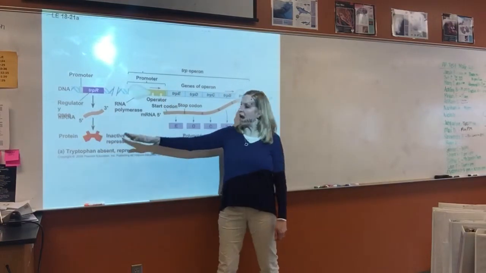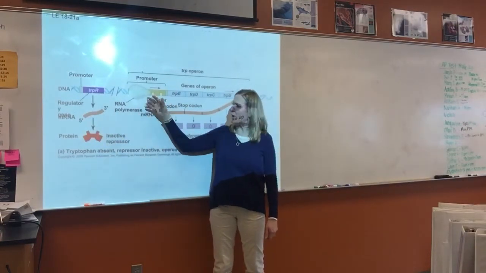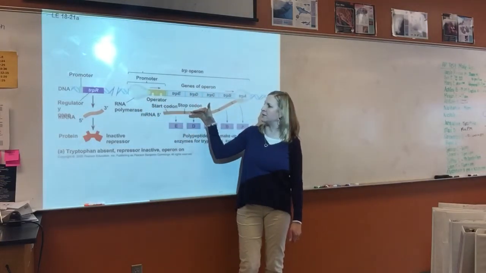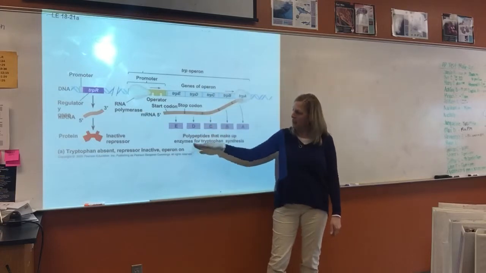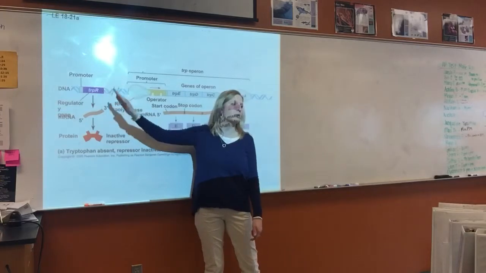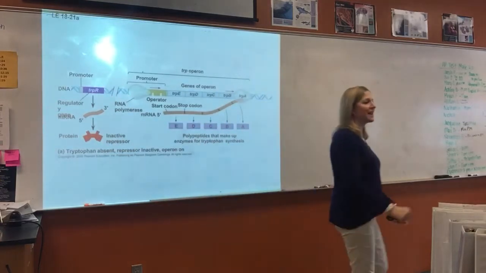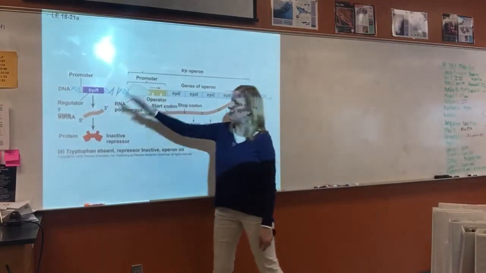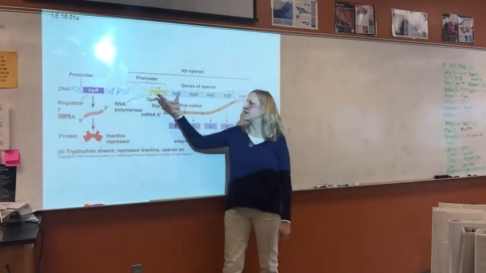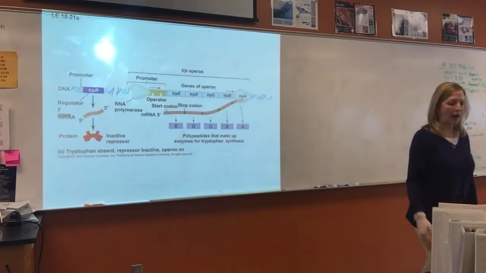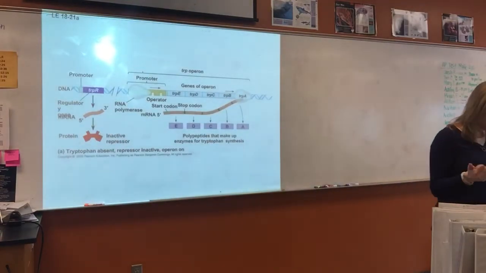Bind to the operator. And so therefore, when it can't bind to the operator, then RNA polymerase is able to bind, and therefore these genes are able to be transcribed and translated, and you make the enzymes to make tryptophan. So since the repressor is made in the inactive state, normally these genes are on or off? They're on, because the repressor is made in such a state that it can't bind and turn the genes off. So these genes are normally operating on. All right, so that's the regulatory gene.